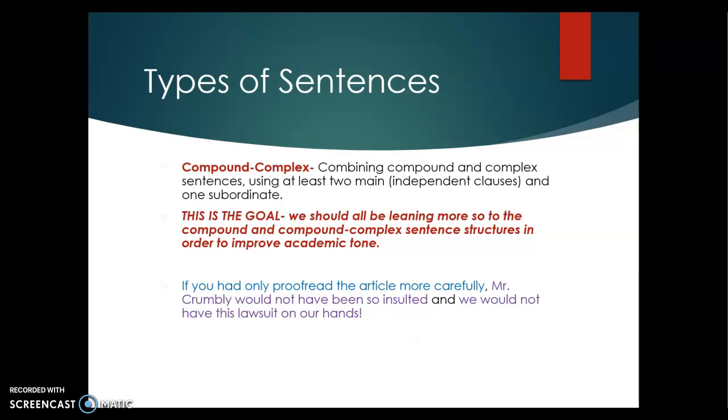As an example here, if you had only proofread the article more carefully, Mr. Crumbly would not have been so insulted and we would not have had this lawsuit on our hands. So you can see we have the compound sentence structure in purple. Mr. Crumbly would not have been so insulted, and, as our coordinating conjunction, we would not have this lawsuit on our hands. So we have two different independent clauses there in the compound sentence structure. And then the first part of that sentence is our subordinate clause, if you had only proofread the article more carefully. And so it provides additional detail to the compound sentence structure that follows.